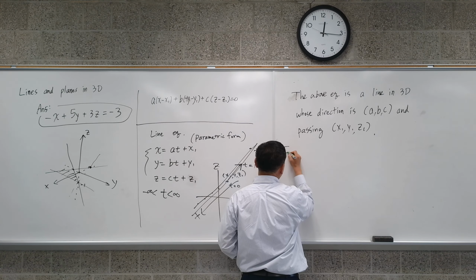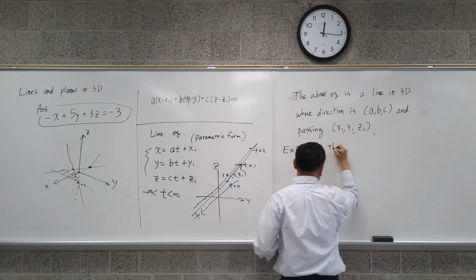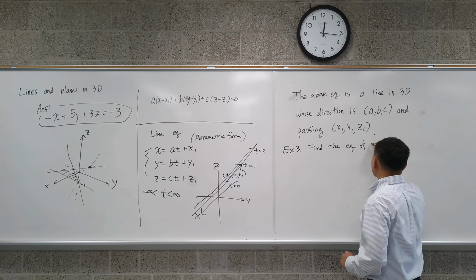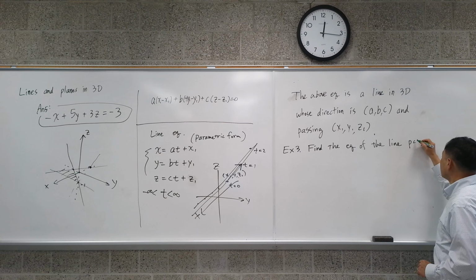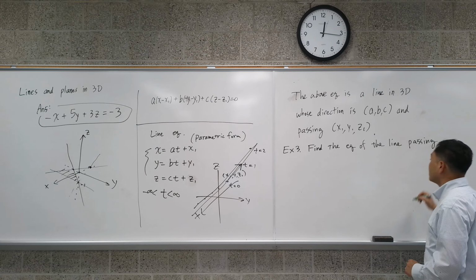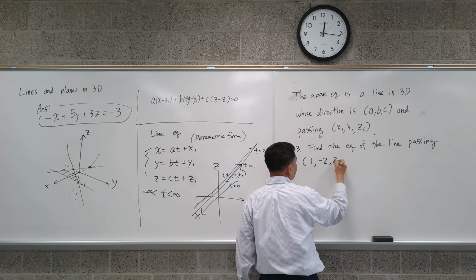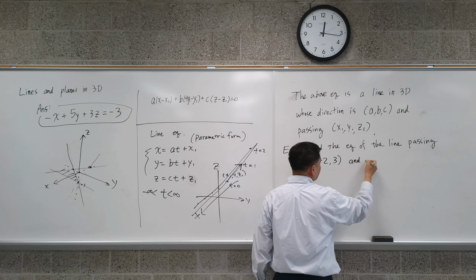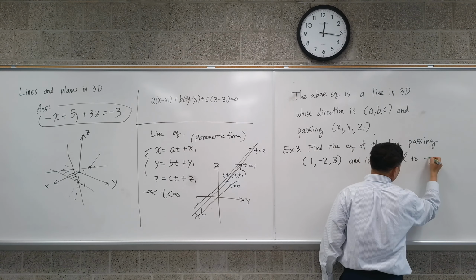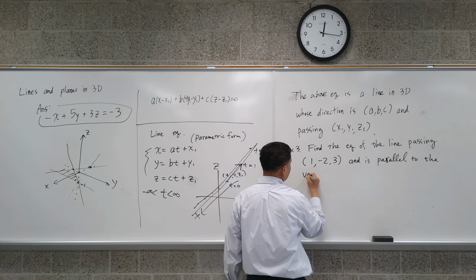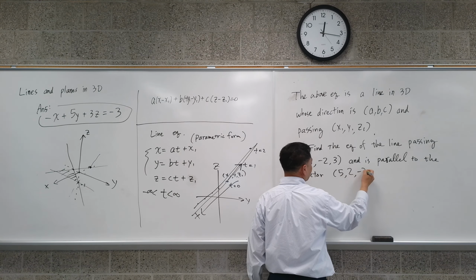Okay, so let me put a question. Example 3. Find the equation of the line passing through (1, -2, 3) and is parallel to the vector (5, 2, -3).